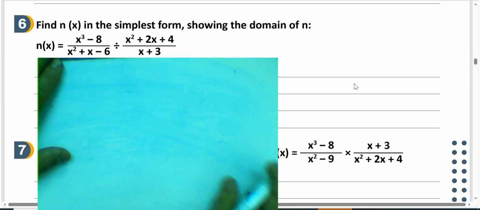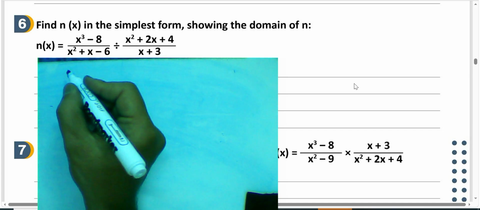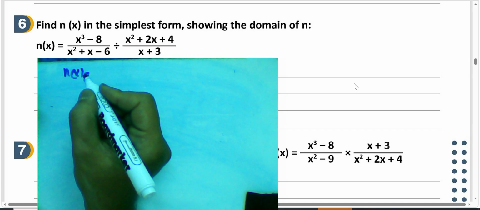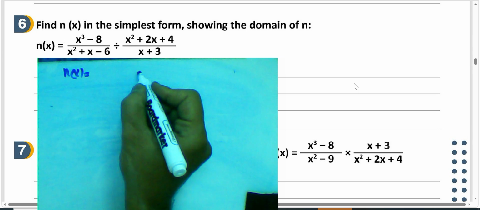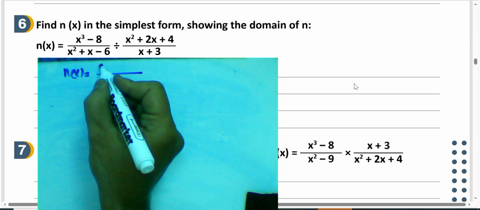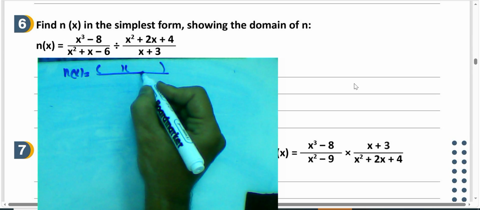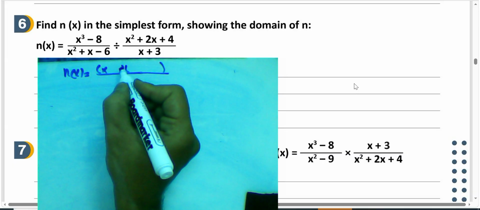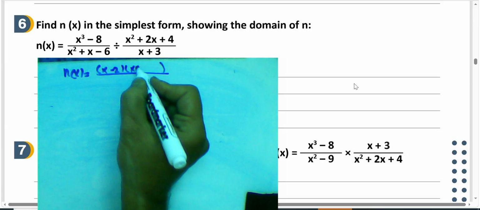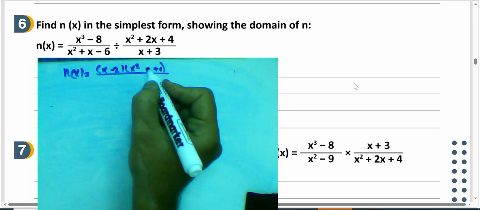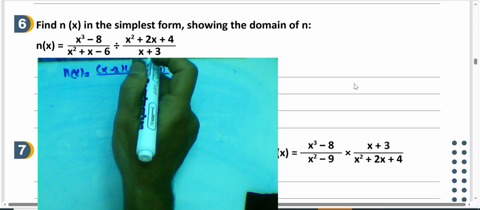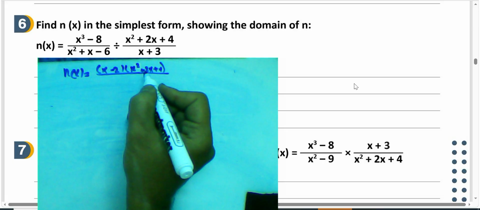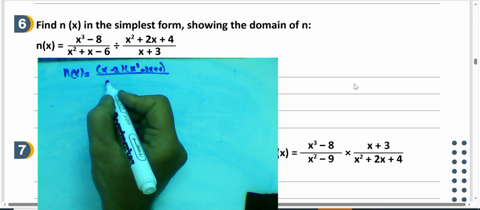Find in the simplest form this function here. We have n of x, and also find the domain. We have x power 3 minus 8. We can open two brackets, small and greater: cubic root of the first, cubic root of the second, first power 2 and second power 2, and the middle write positive 2x, and down x power 2.